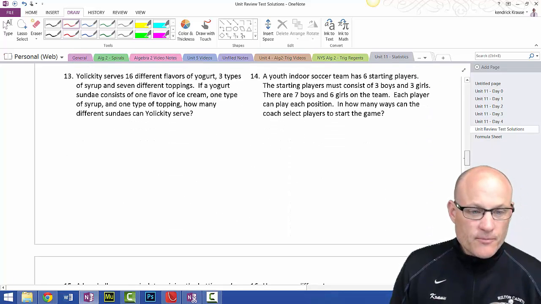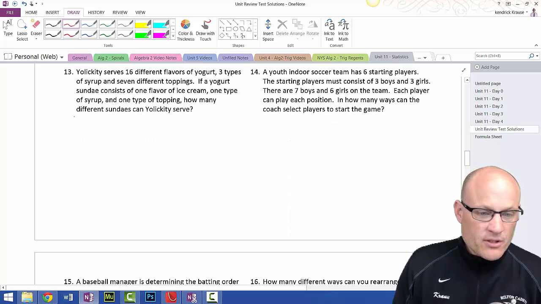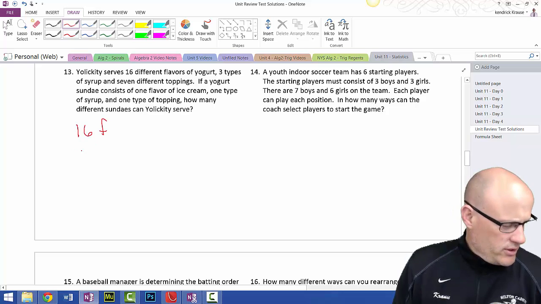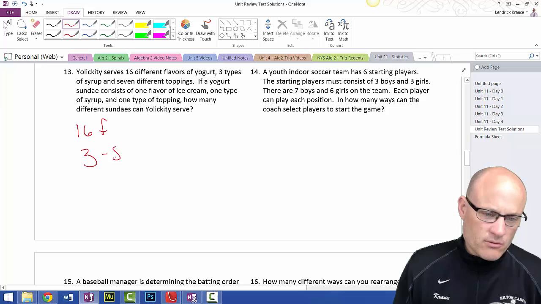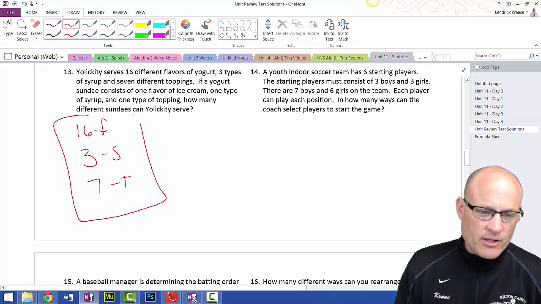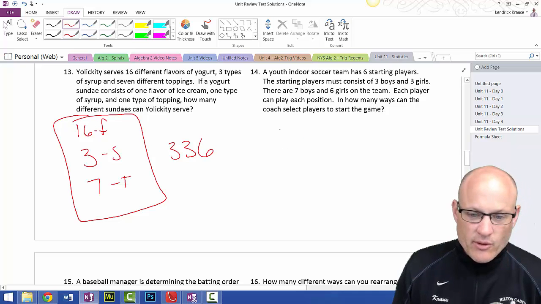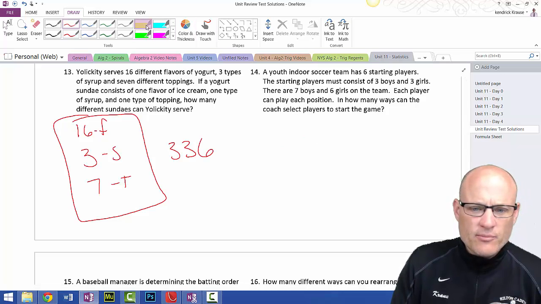Let's go down here. Oh, this is a tough question. There's 16 flavors. There's 3 syrups. And 7 toppings. All right. Well, to find out how many different ways you can do that, you just multiply those together and you get 336. Done. I think we went over this one in class. At least I did parts.